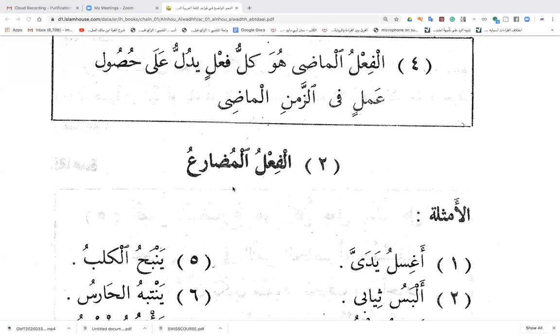The second type of verb we're going to talk about is الفعل المضارع. The word مضارع, unfortunately, sometimes people say it means present tense. But the real meaning of مضارعة is مشابهة, similar. The word مضارع means to be similar to something, because in many ways الفعل is similar to nouns. We'll talk about that perhaps in the future.